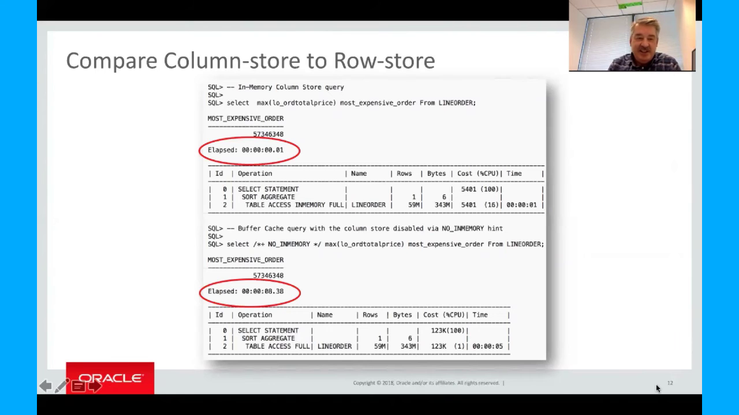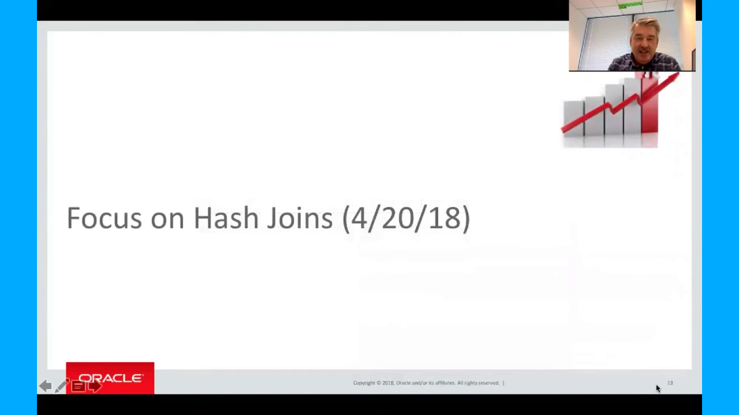So we can go to the next slide, I guess. Then we focused on hash joins. Of the optimizer enhancements, I kind of singled out hash joins.